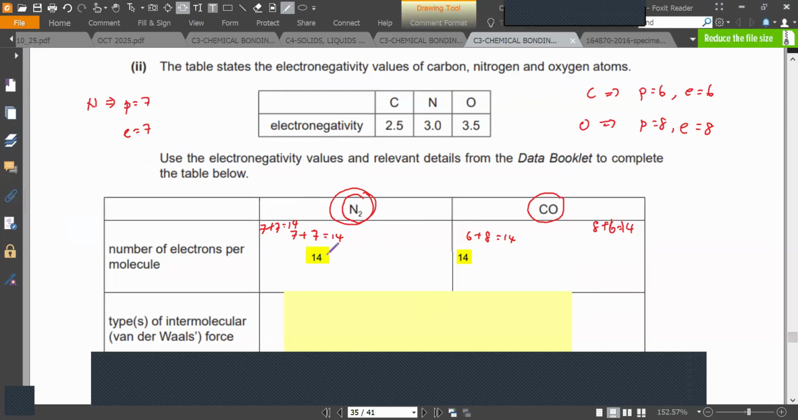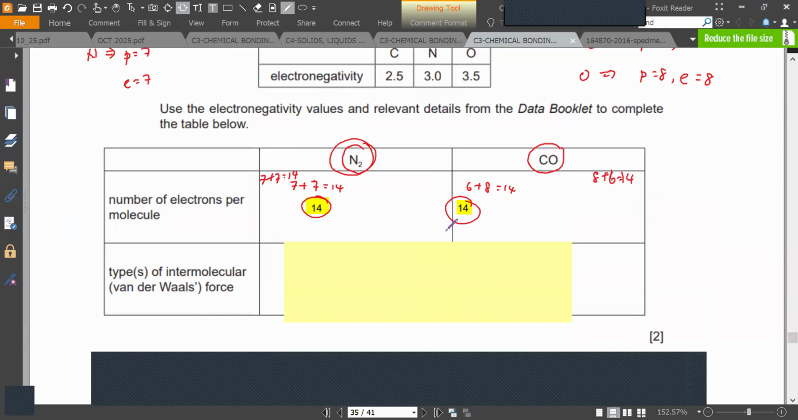So they have the same number of electrons. They have the same number of electrons, but they have different types of intermolecular forces. Why? Because nitrogen is non-polar. Nitrogen is non-polar, it only has ID. CO is polar. Oxygen is more polar than carbon.